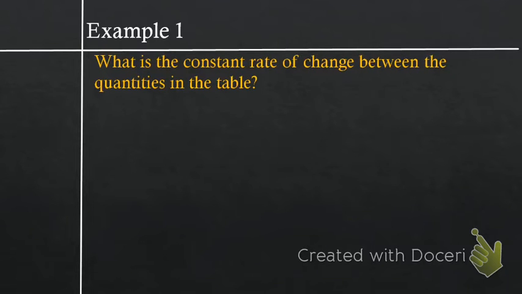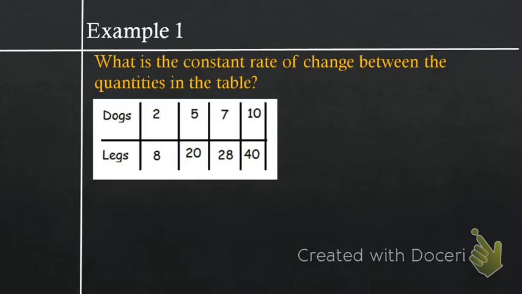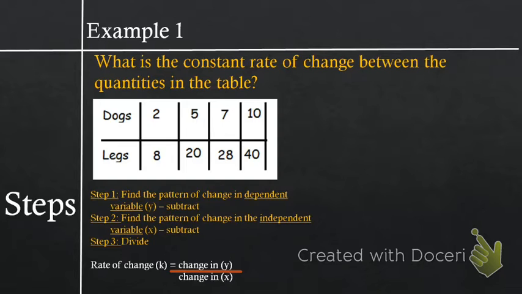Okay, our first example: what is the constant rate of change between the quantities in the table? So here is one way that you'll see it. Your first step is to find the pattern of the change in your y, which is your dependent variable. And then step 2, find the pattern of change in your independent variable, which is your x values. It makes it independent because it doesn't change, and the y depends on it, the y is the one that changes.